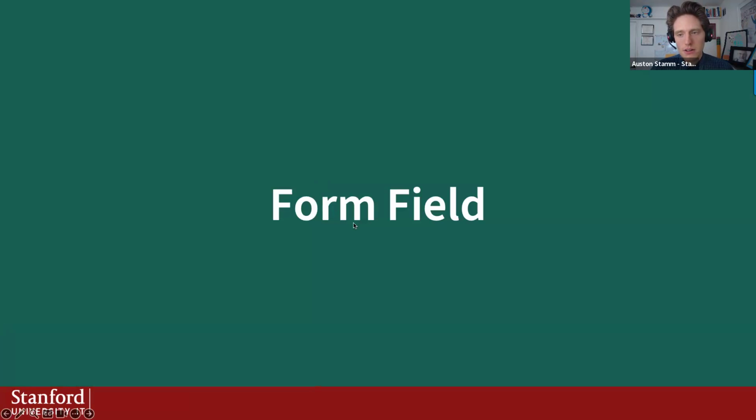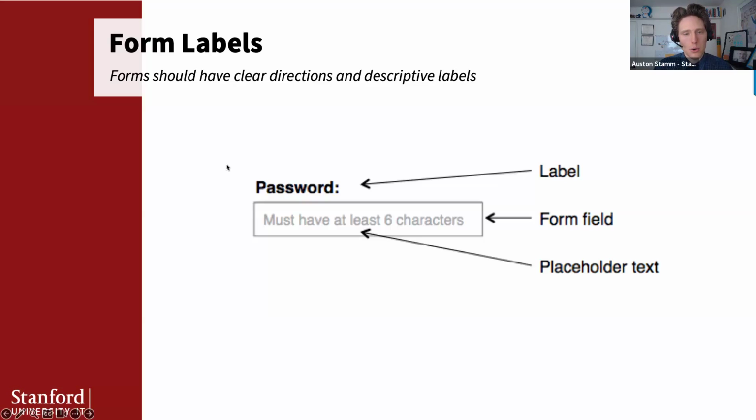For form fields, I want to note that each form field should have clear directions and a clear label of what that field is. So here it's password, so the label should be password. So if you're navigating, it should go to that option. And as well, having the field be navigable with a keyboard, so it's going in a logical order.